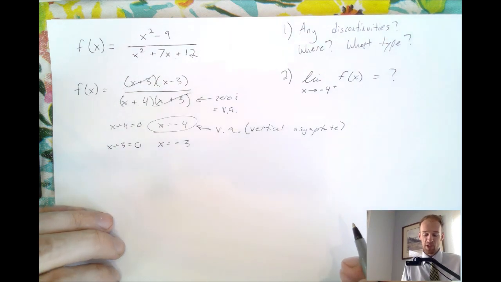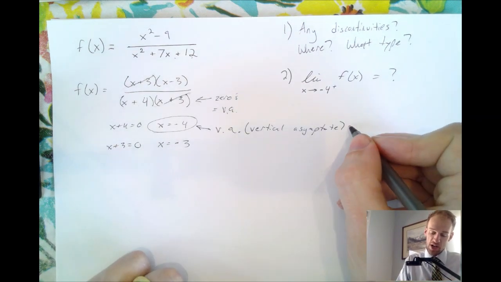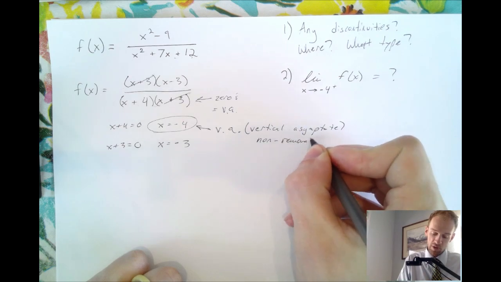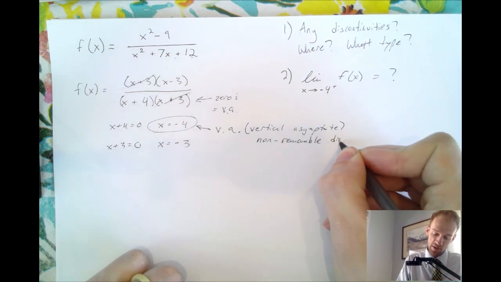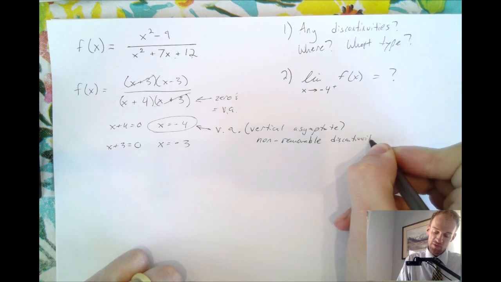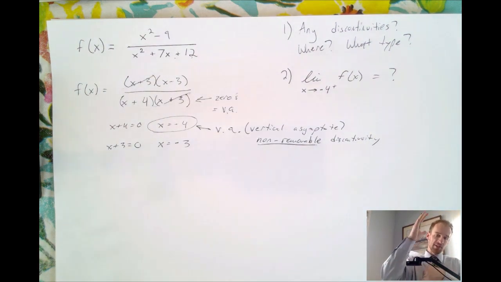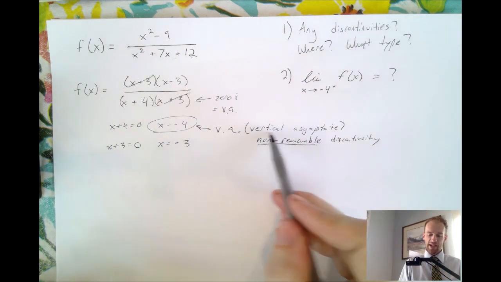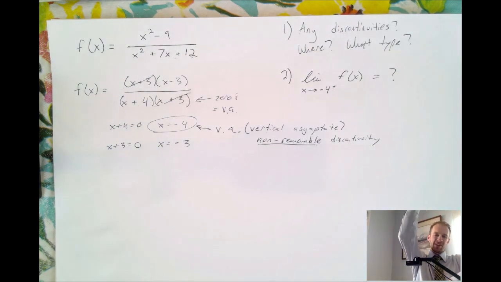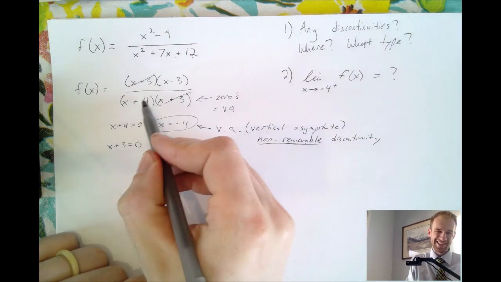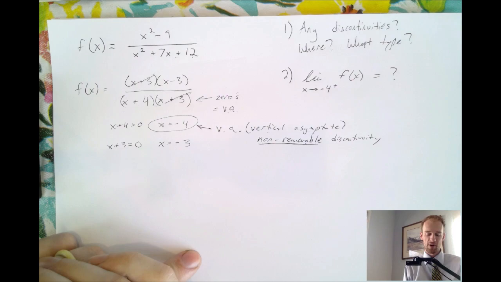which, if you remember, is a type of non-removable discontinuity. If you remember what non-removable is, it's either a jump or an infinite discontinuity, and a vertical asymptote is an infinite discontinuity, right? So it's non-removable. I cannot remove it. I cannot cancel it with anything in the numerator, okay?